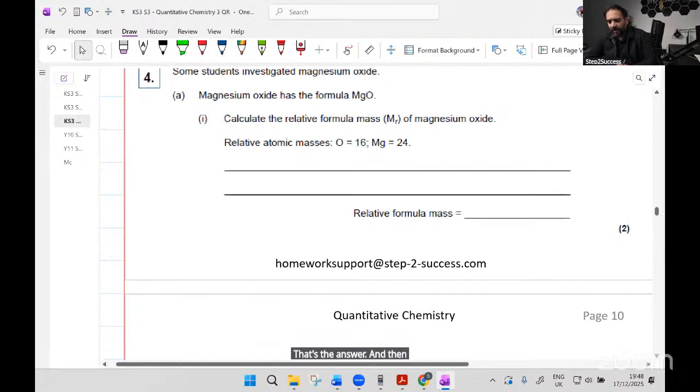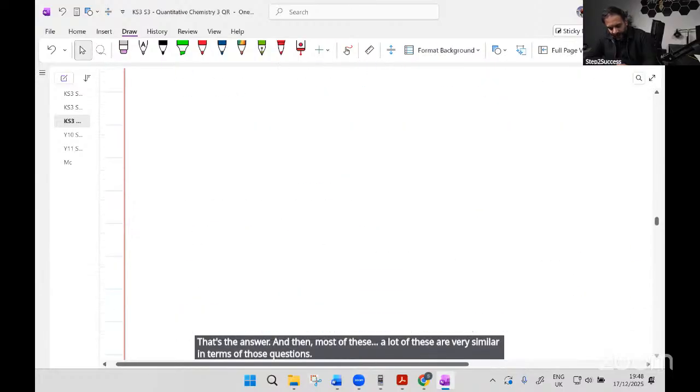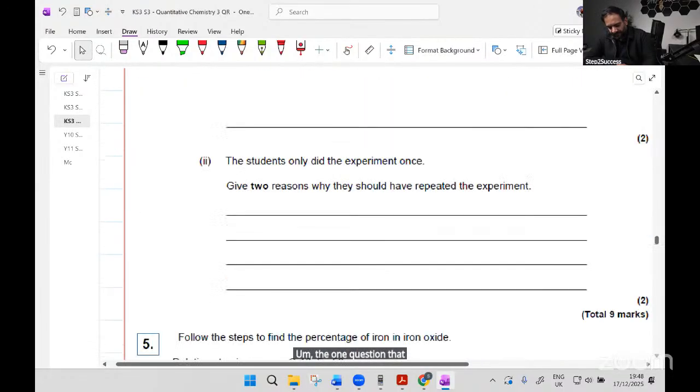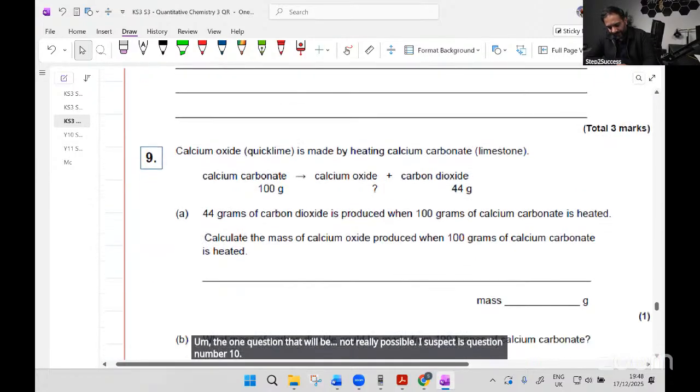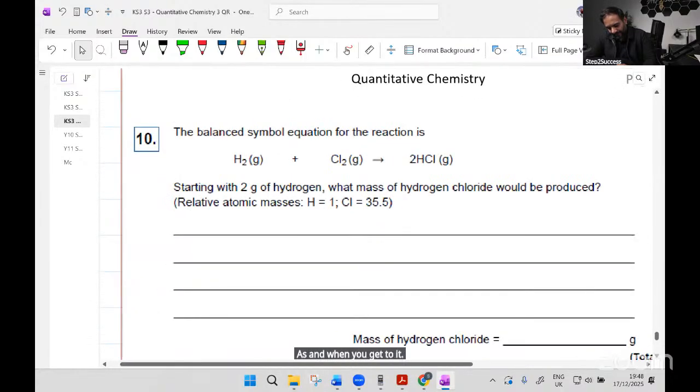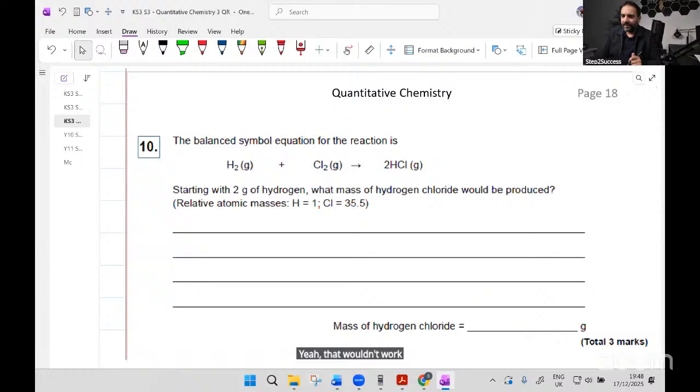And a lot of these questions are very similar. The one question that will not really be possible, I suspect, is question number 10, as and when you get to it. Yeah, that wouldn't work. That's sort of just fallen into this slightly by accident. But let me see if I can do this. Okay, I will do this.